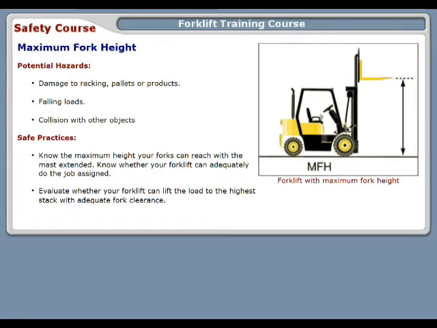The maximum fork height is the height of the forks when the mast and the forks are fully raised. Potential hazards include damage to racks, pallets, or products, falling loads, or collision with other objects. Know the maximum height your forks can reach with the mast extended. Know whether your forklift can adequately do the job assigned. Evaluate whether your forklift can lift the load to the highest stack with adequate fork clearance.